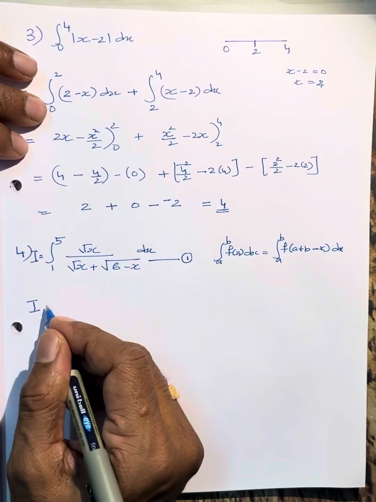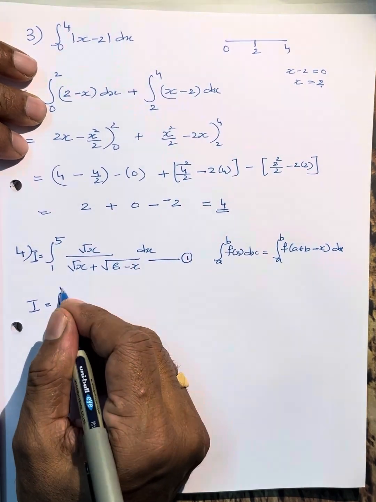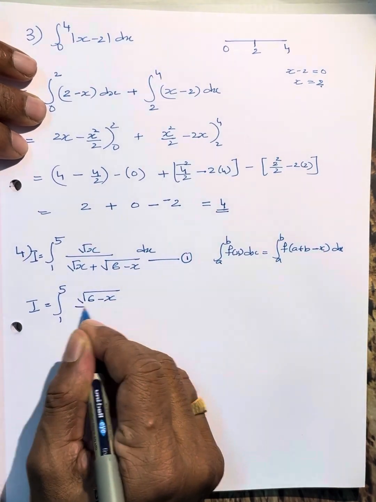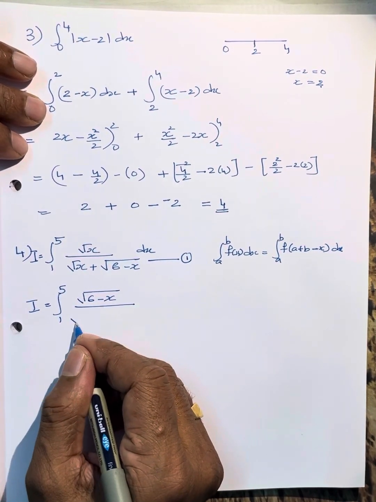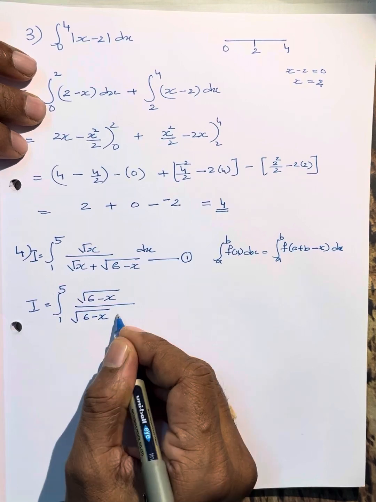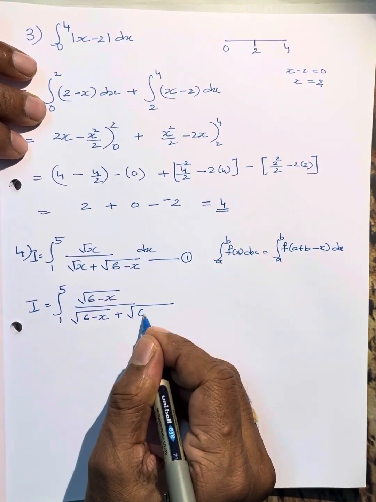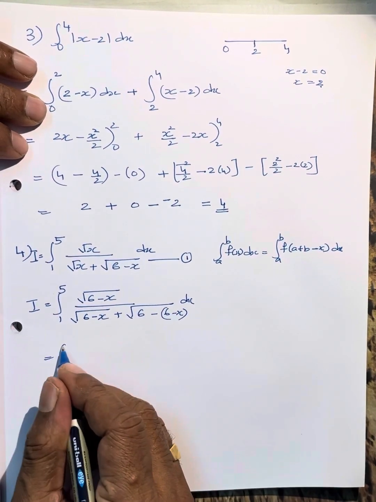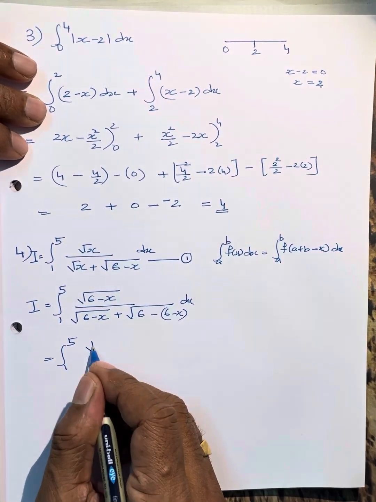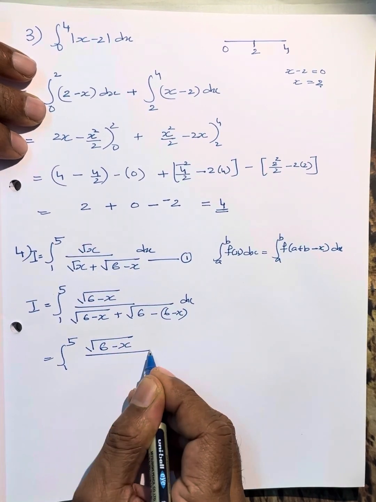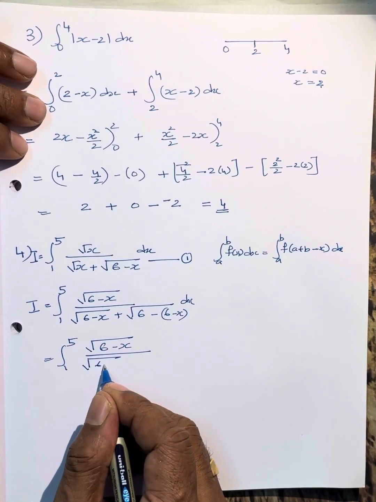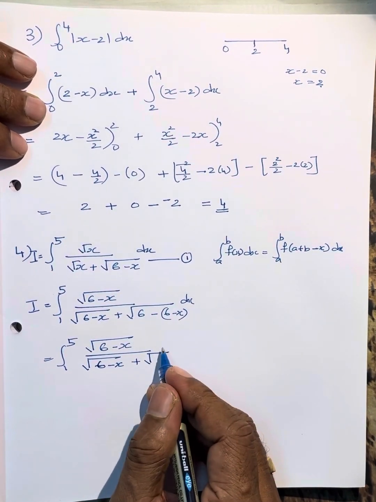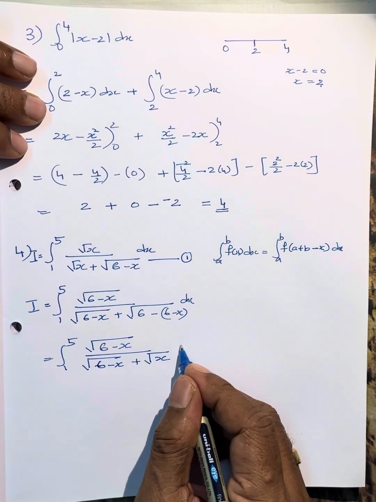Now I equal to, when I apply the property, integral 1 to 5, 1 plus 5 is 6. So I can write root 6 minus x. Wherever there is x, I'll write 6 minus x. Here also I'll write root 6 minus x plus root of 6 minus x, that is in bracket, dx. So this is integral 1 to 5 root of 6 minus x by root of 6 minus x plus this will become 6 minus 6, 0, minus minus x, it will be plus x. This is my equation number 2.